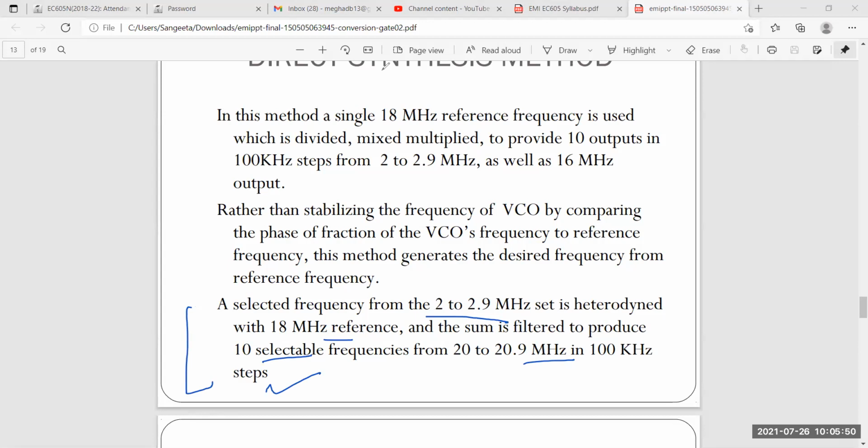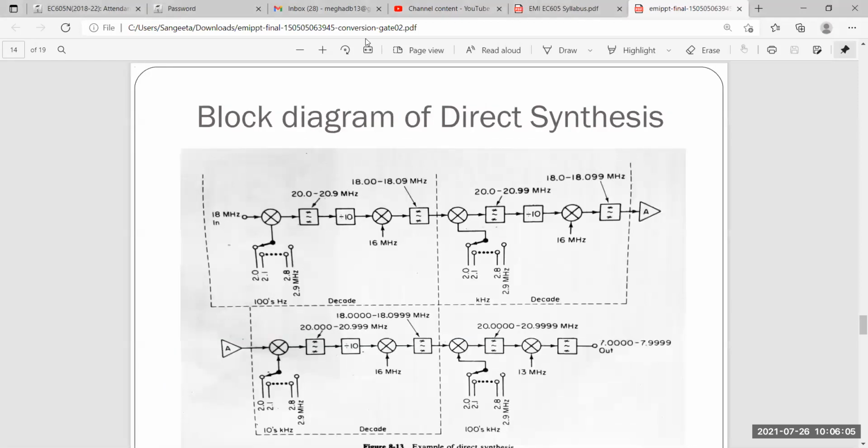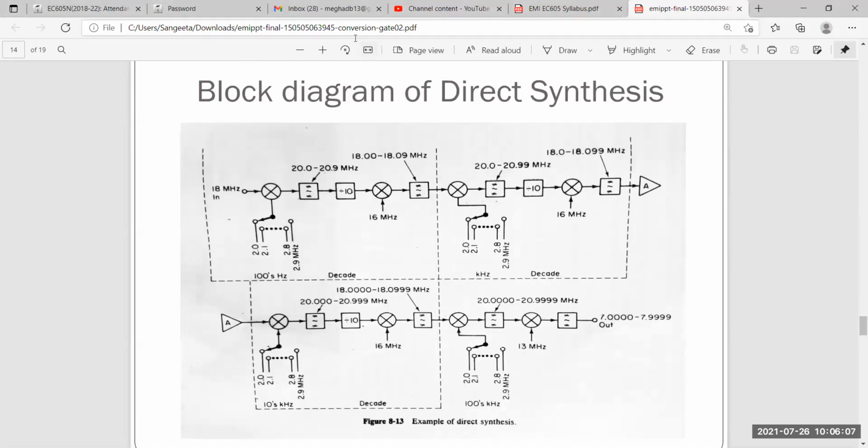Okay. So now we can move to the next slide, that is the block diagram of the decade synthesizer. See, it's a bit complicated diagram because many functions are going on simultaneously. If you check this diagram properly, you can see one more thing very clearly. The source is 18 megahertz, right? It's a reference frequency. And this is my 20.0 to 20.9 megahertz. This is one frequency, then 16 megahertz. So many things are combined here, and it shows the decoding and everything.